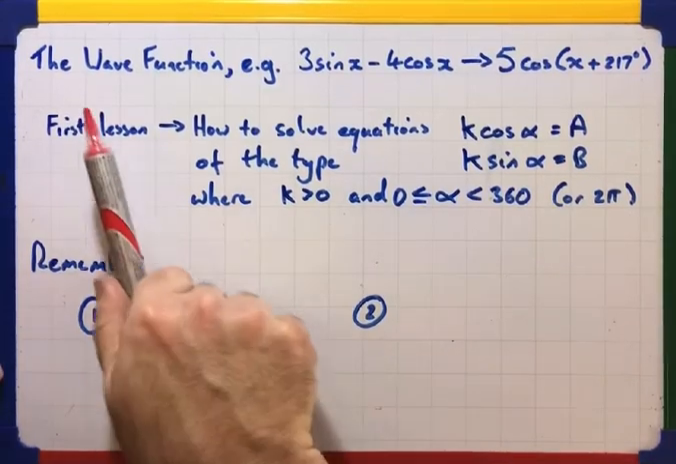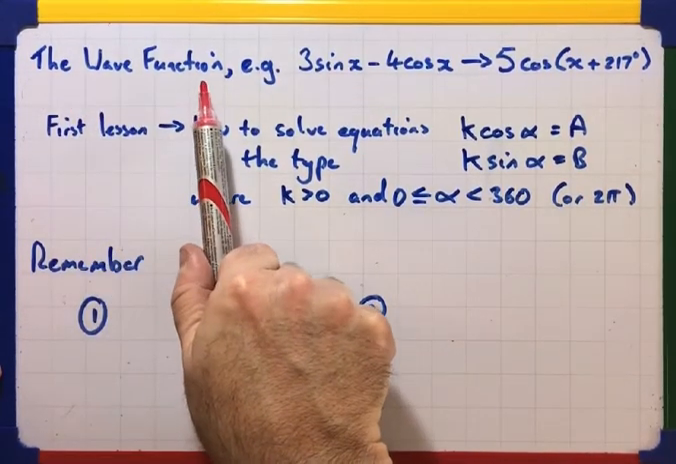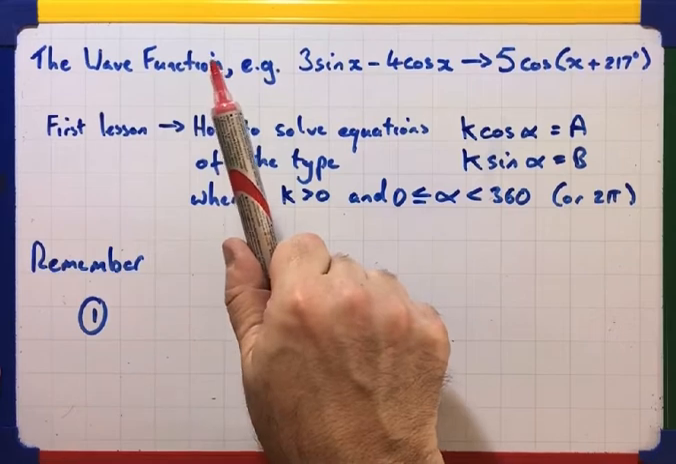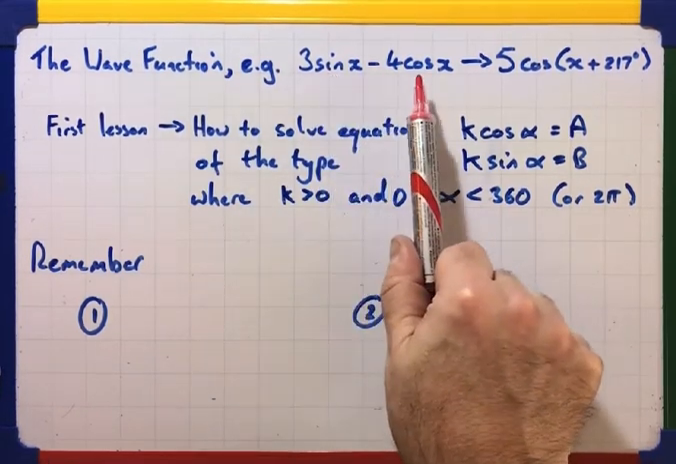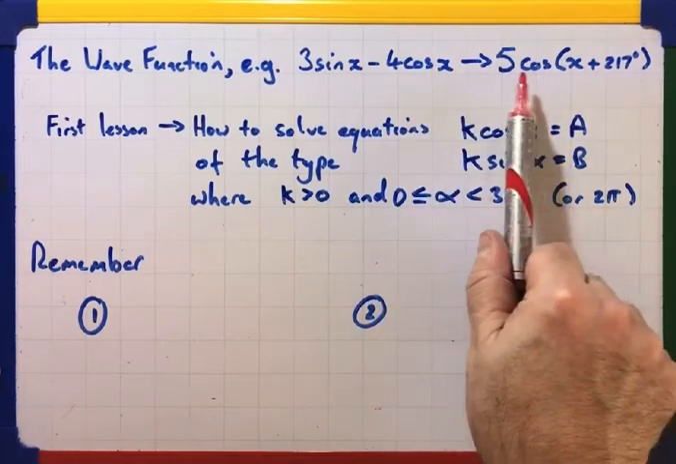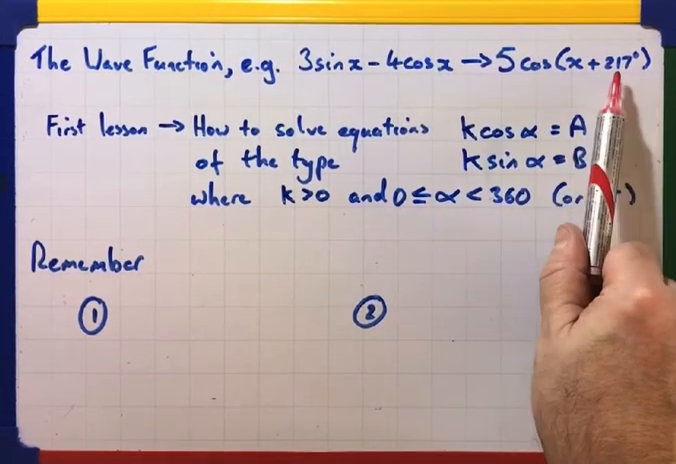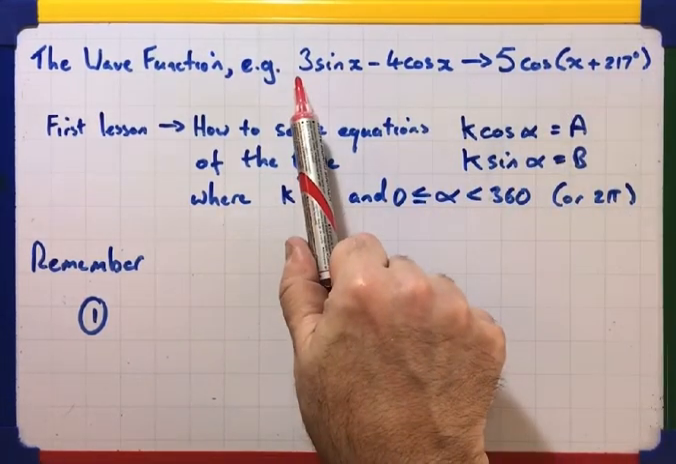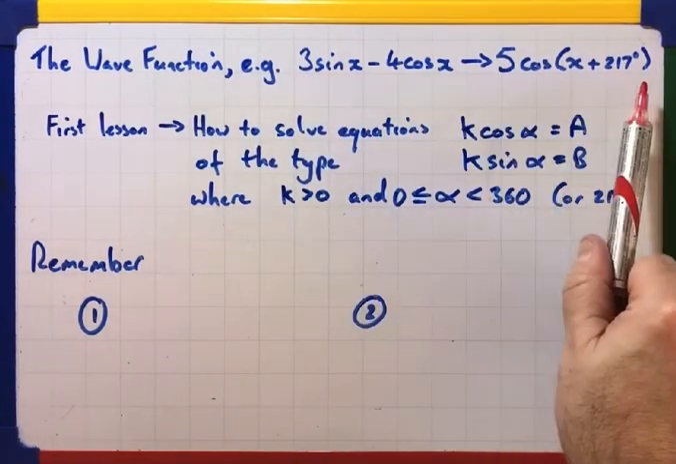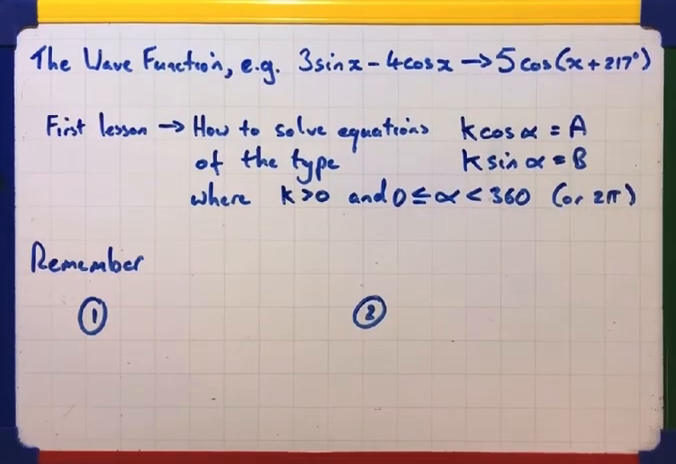Okay, this week we're going to have a look at something called the wave function. By that we mean we're going to turn something like this involving sine and cosine into something involving either sine or cosine but with what we call a phase angle. So over this week we're going to learn how to turn that into this sort of thing. That's called the wave function.